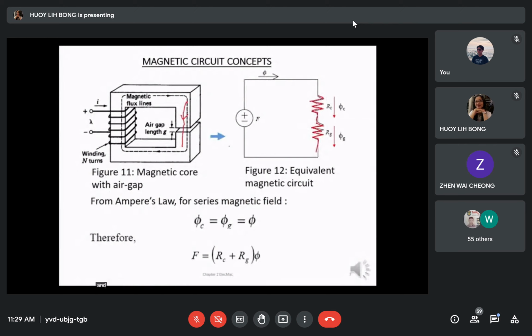And since they are in series, we have the flux of the core equal to the flux of the air gap, which is equal to the total flux. The equation for this circuit will be the MMF equal to the R total, which is R core plus the R gap, multiplied with the flux.